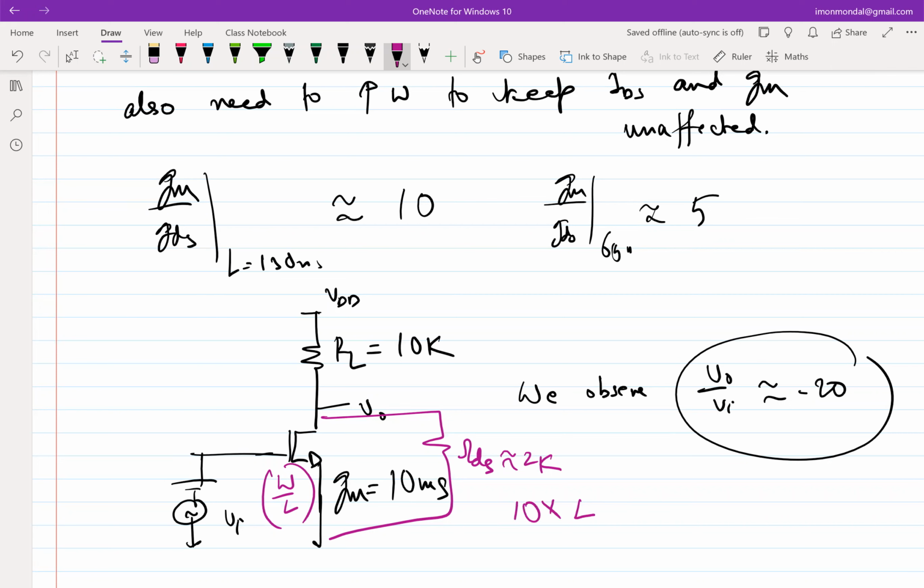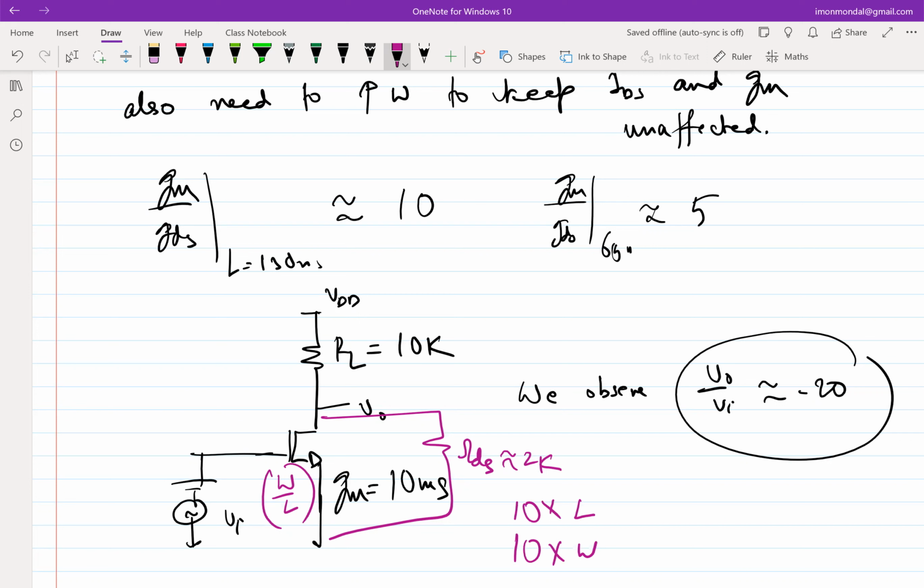But you want to keep GM the same, and the current the same, which means you have to increase W also by 10. And that's how you design, right? You hook it up in some way, you expect something, you observe something, and then you go and figure out what might have gone wrong. From whatever we have seen till now, it looks like GDS is the culprit. I have to change GDS, but I don't want to change anything else. So we increase L, and then we increase W also.